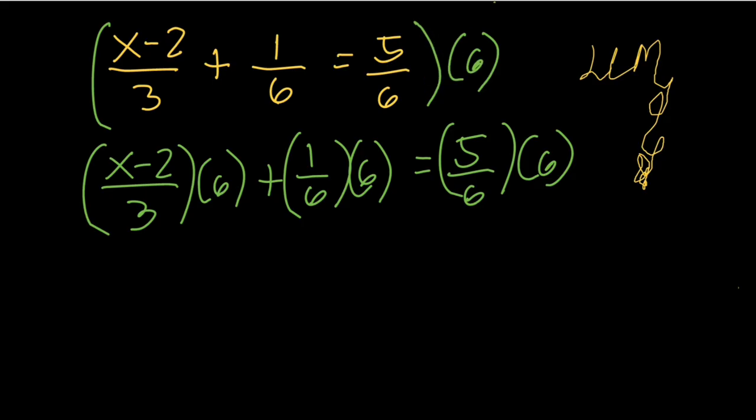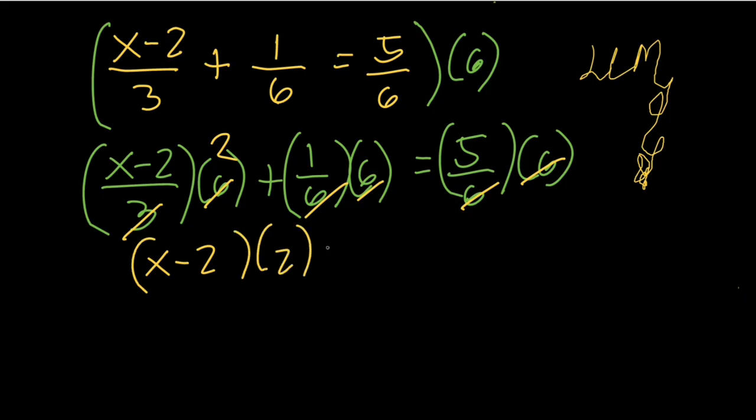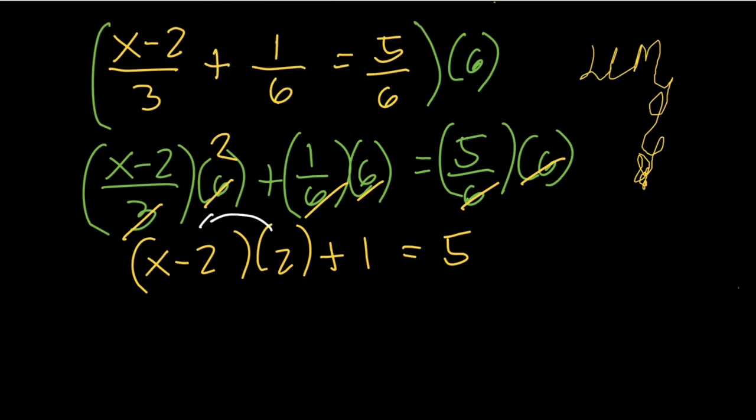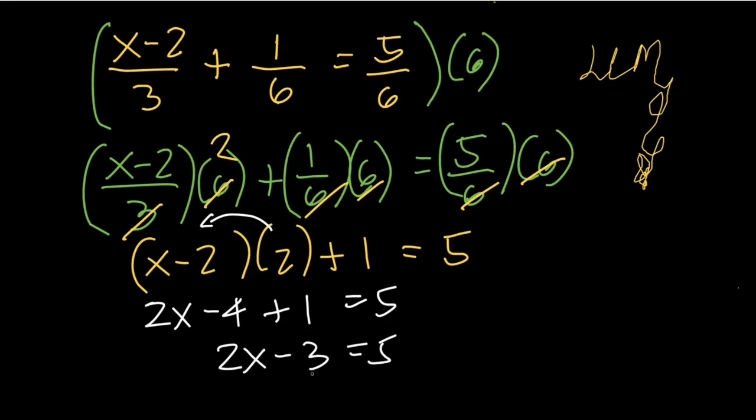Okay, but your lesson is about LCM. Okay, 6 divided by 3 is 2. So this cancels out. So we're left with x minus 2 times 2 plus 1 equals 5. So this, you distribute 2. This one. So this is 2x minus 4 plus 1 equals 5. Then we have 2x minus 3 equals 5.